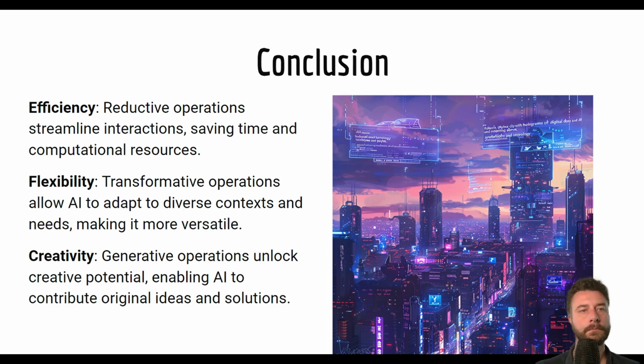In conclusion, efficiency is reductive operations: streamlining interactions, saving time and computational resources. Flexibility is transformative operations, allowing AI to adapt to diverse contexts and needs, making it a lot more versatile. And creativity is generative operations, which unlock creative potential and enable AI to contribute original ideas and solutions to your problems.